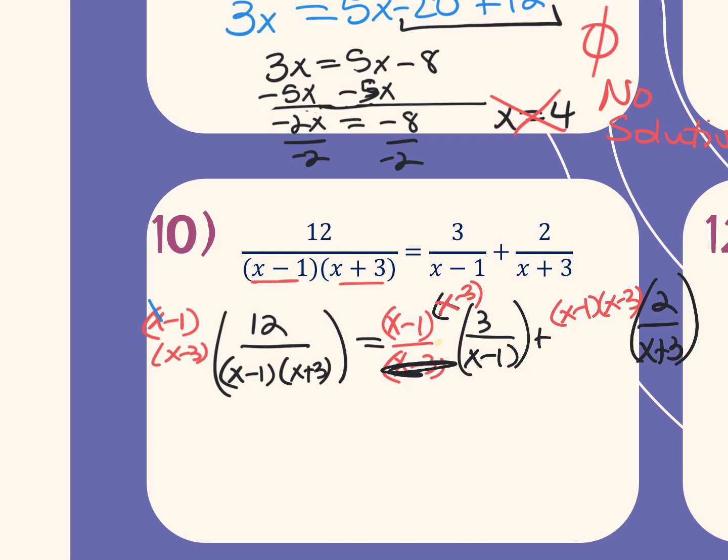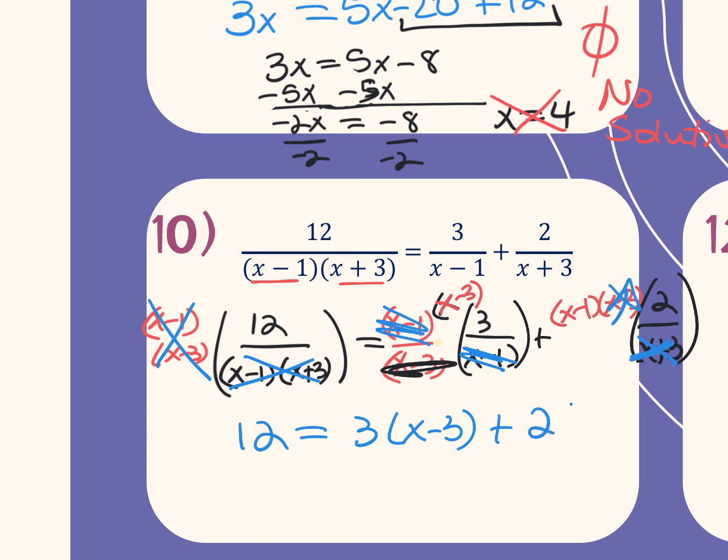So again, this total thing gets canceled, so you're left with 12. Only one that cancels here is the x minus 1. So you're going to be multiplying 3 times the x minus 3. Here, the x plus 3 cancels, so you're doing 2 times x minus 1. And we're going to distribute. X plus 3, right? It's x plus 3? Thank you. Perfect. Good catch.